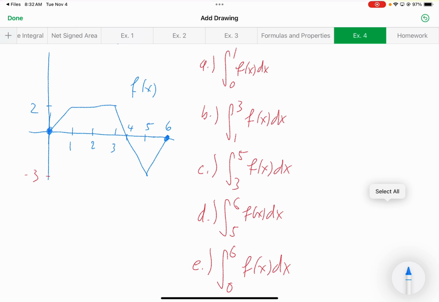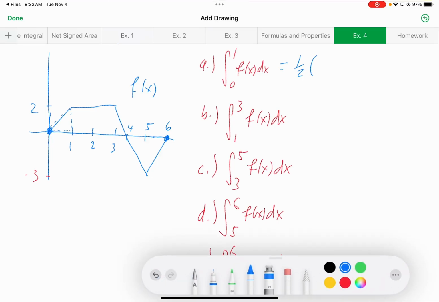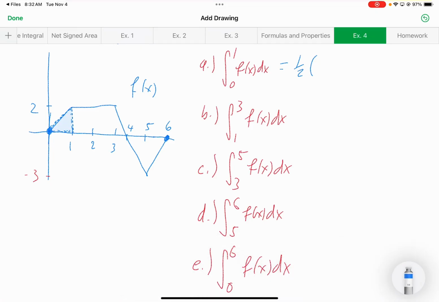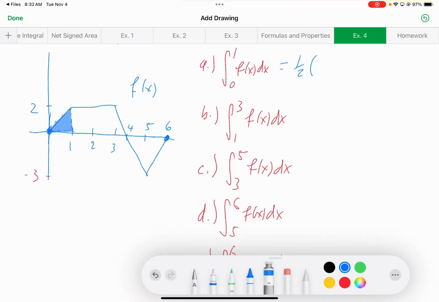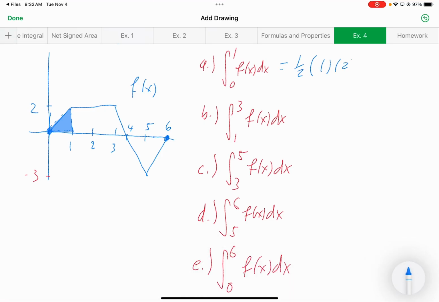So given this function, we can find the area between the curve and the interval itself using these values. So what's my first value going to be? So integral from 0 to 1 of f of x dx, we're talking about this area right there. So it's going to be a triangle. All right. So then 1/2, our base is 1, our height is 2. So we get 1. Super.